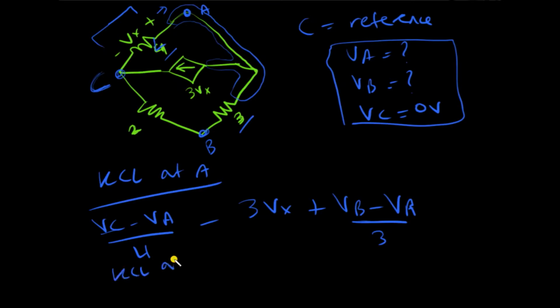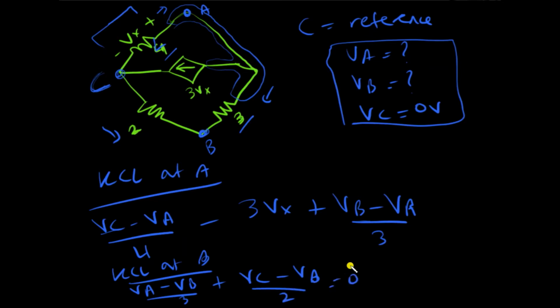So now I write the same for node B, and there are 2 branches, there's one current coming here and there's one current coming here, both are entering. So I'll just write VA minus VB divided by 3, and there's this other current coming from VC, so plus VC minus VB divided by 2, and these are the 2 equations.